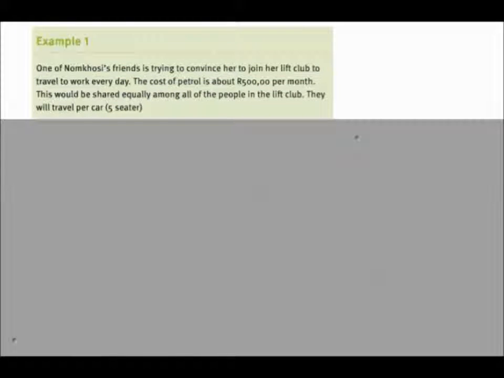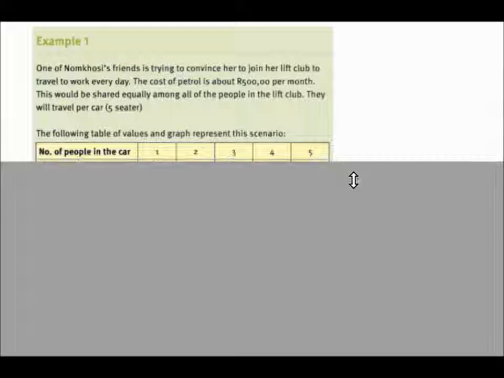Right, let's look at example 1. One of Nkosi's friends is trying to convince her to join a lift club to travel to work every day. The cost of petrol is about 500 Rand a month. This would be shared equally among all of the people in the lift club who travel per car. There are 5 of them in the car. So what would happen if, of course, she went on her own?